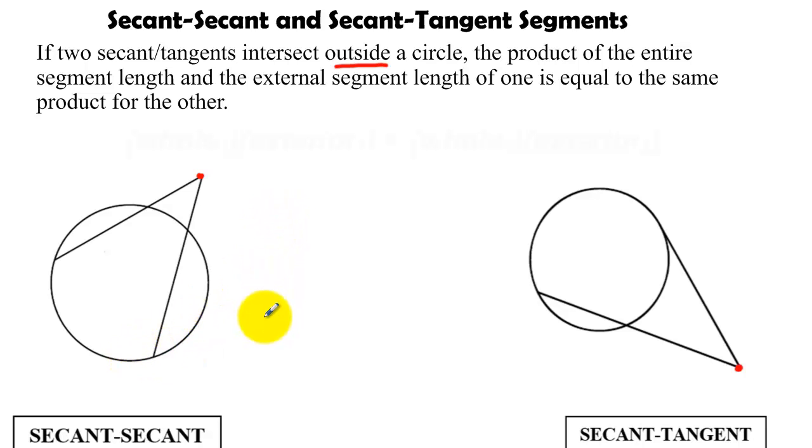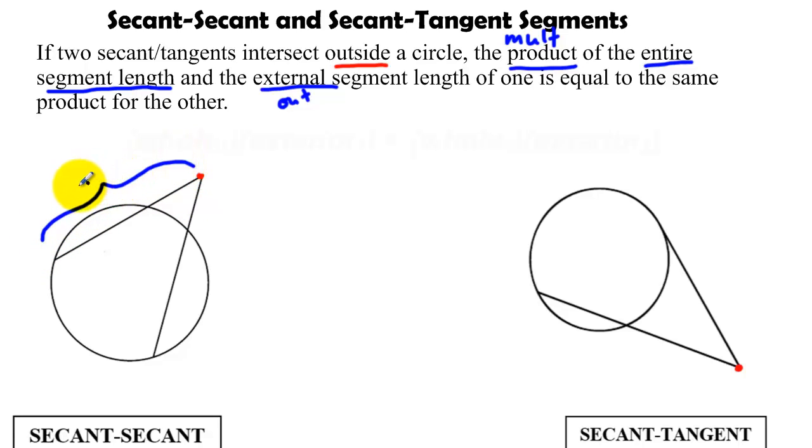It says if 2 secants or tangents intersect outside a circle, the product of the entire segment length and the external segment length of one is equal to the same product for the other. So some key things in there. We're doing products again, so we're still multiplying. And we want to take a look at the entire segment length as well as the external or the outside segment length. Okay, so in our picture, the entire segment length, of course, would be right here. Let's label that as A. And the external segment length would be here, and let's label that B.